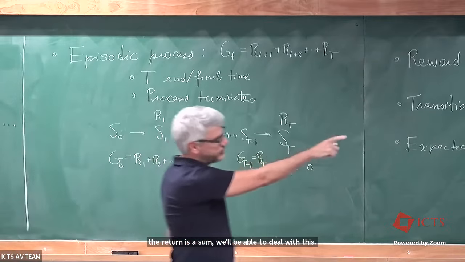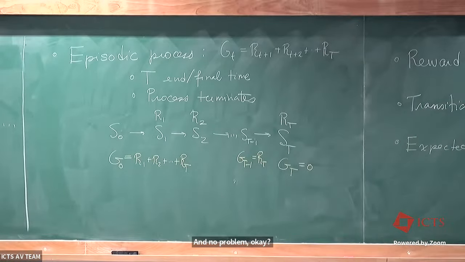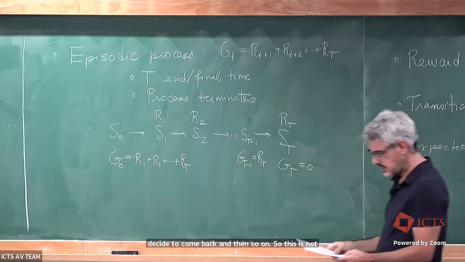If I run this kind of example, this is not terminating, because it's just walking around, and even if I get to the endpoint, I'm just looping on the endpoint or deciding to come back, and so on. So this is not terminating, but I could terminate it.